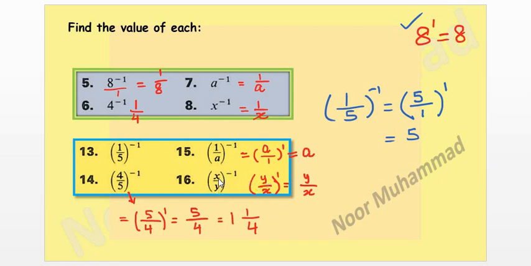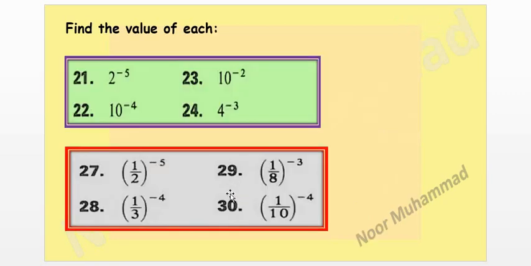Similarly here, flip the fraction. Y will go in the numerator, x will go in the denominator. When its exponent is 1, that means y is y and x is x. This one is a little bit different, because when we flip it, 5 goes in the numerator, 4 goes in the denominator, and the exponent is 1. Now 5 to the power 1 will be 5, 4 to the power 1 will be 4. Now because the numerator is larger than the denominator, it's better to change it into a mixed number. Okay, let's solve some more questions from the book.